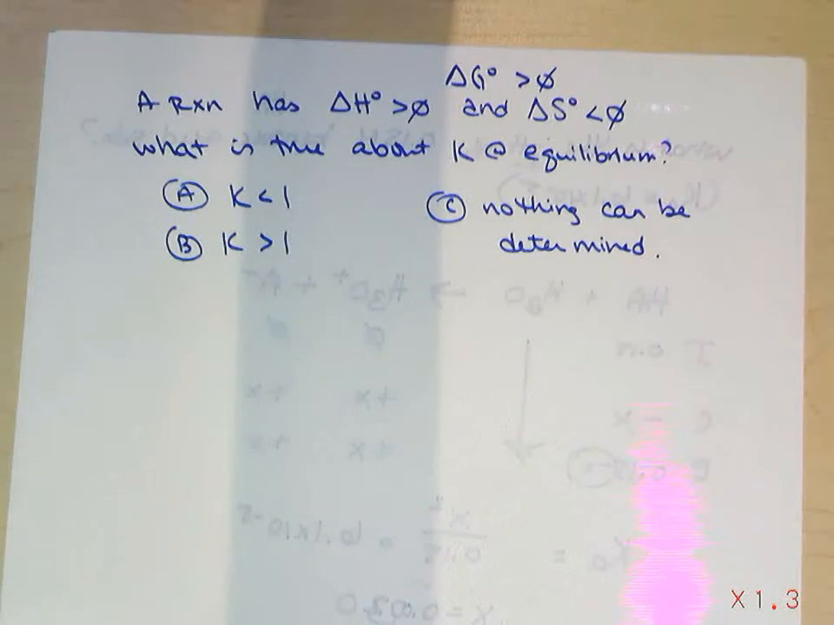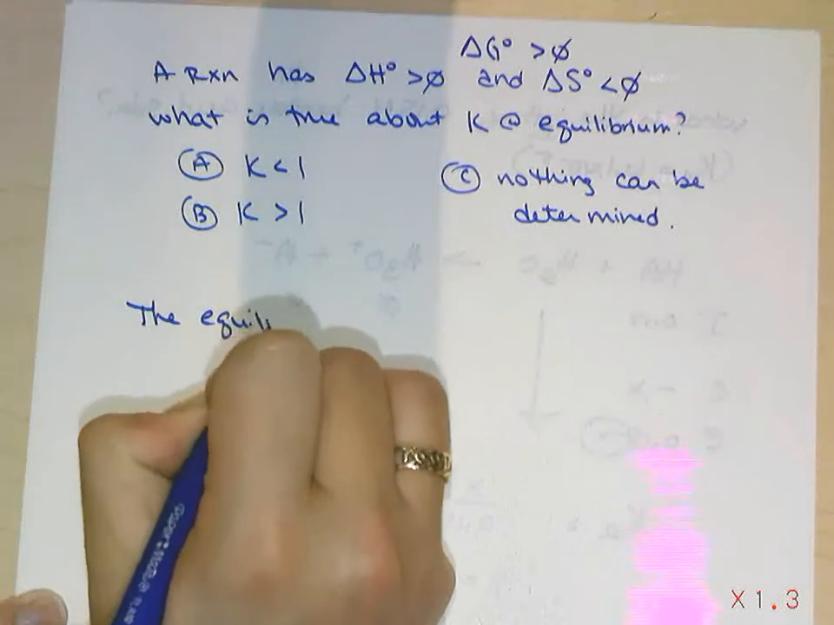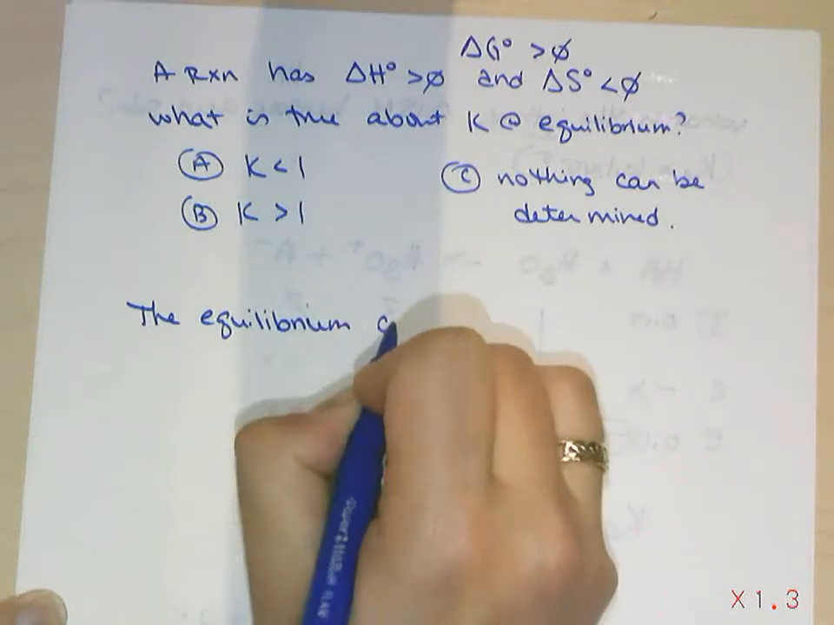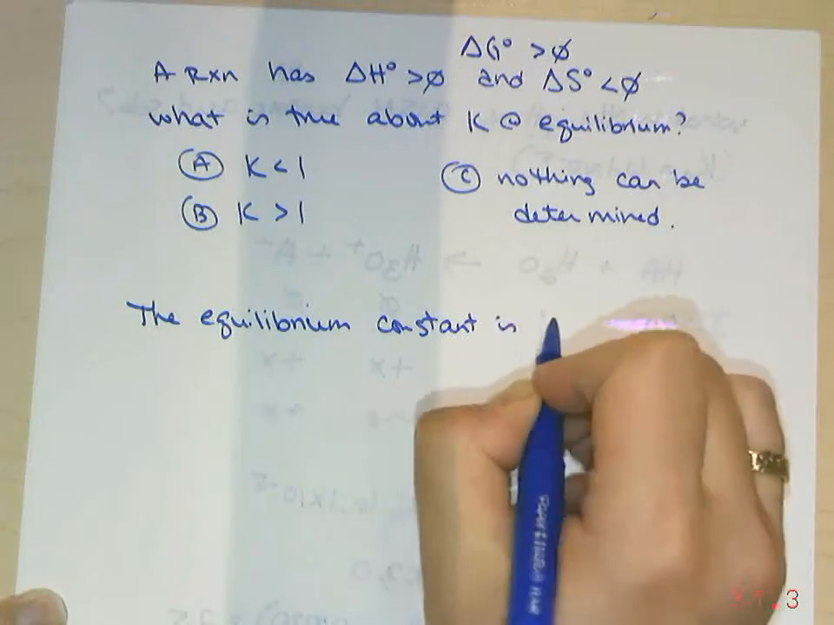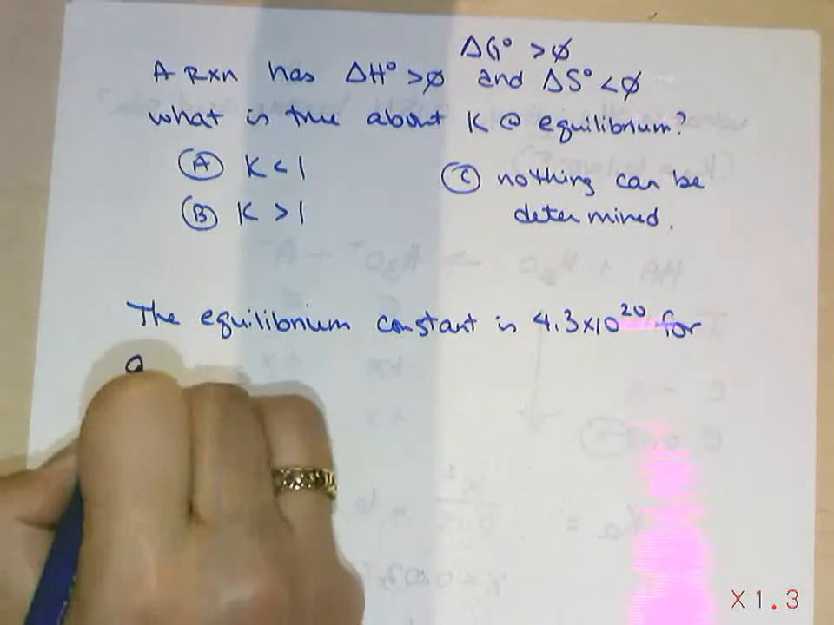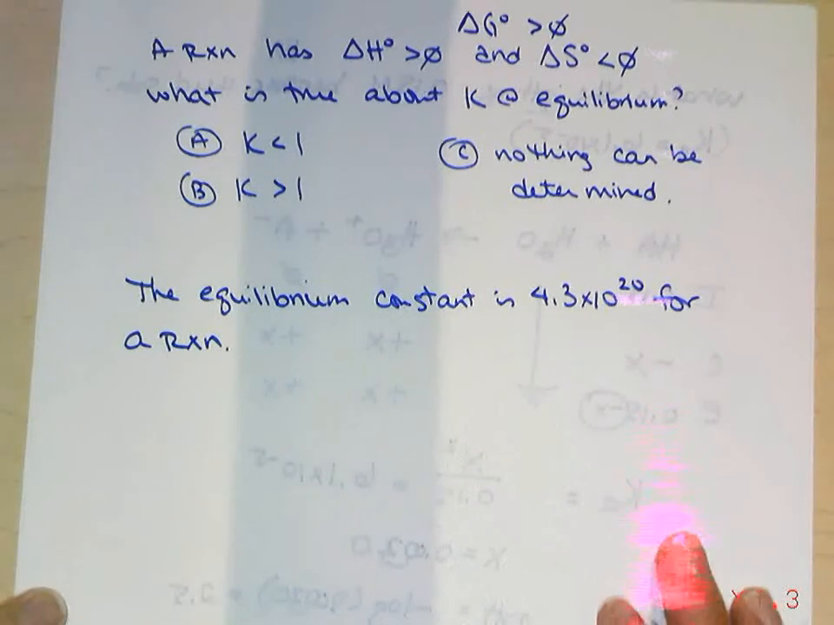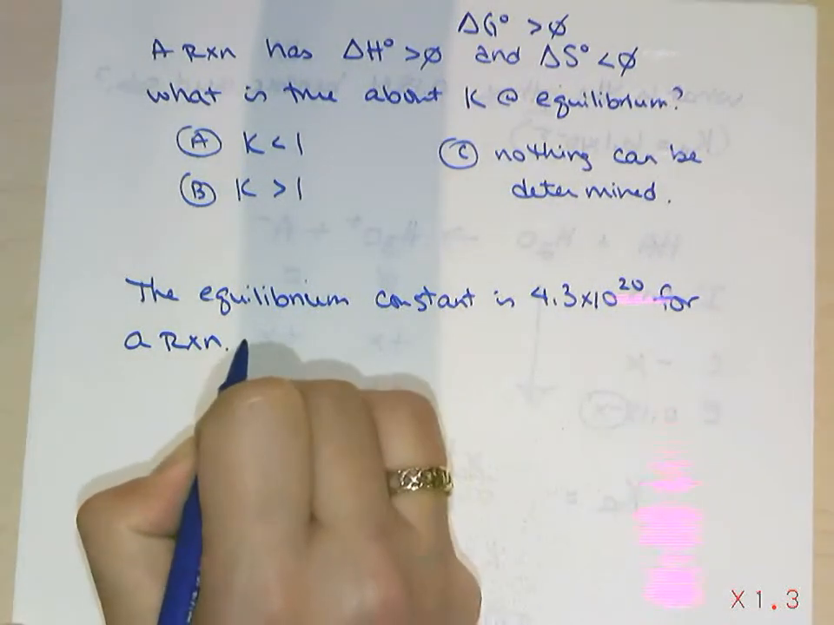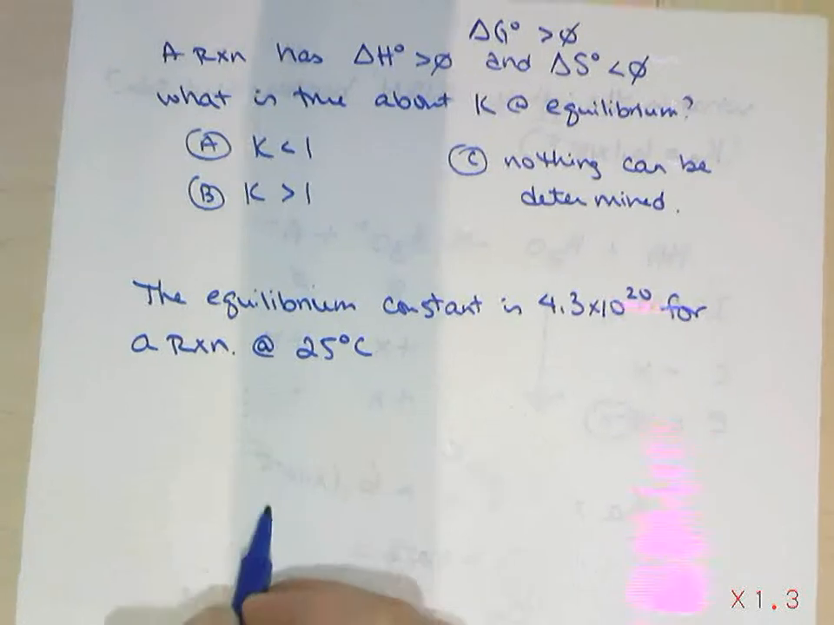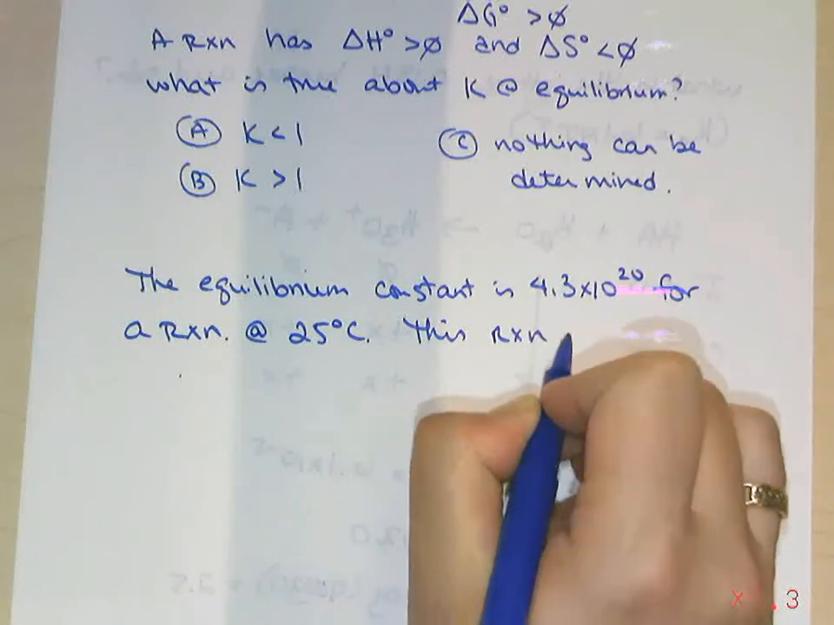What about? So I have an equilibrium constant of 4.3 times 10 to the 20th at 25 degrees Celsius. Which is true for this reaction.